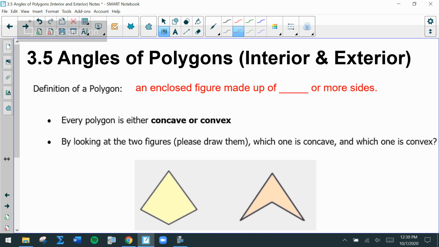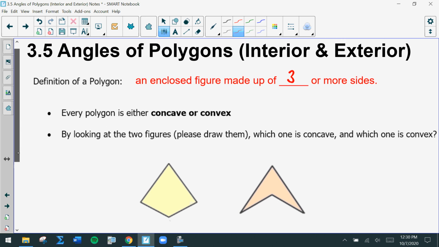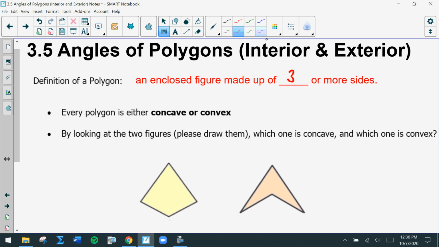Okay, so the notes that we're going to take today are called angles of polygons, and we're going to look at interior and exterior angles of polygons. The definition of a polygon is an enclosed figure made up of 3 or more sides. So the triangle is our first polygon, and then we can increase from there. But every polygon is either concave or convex.